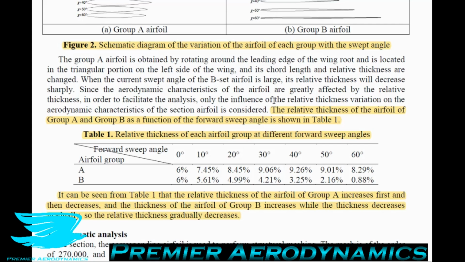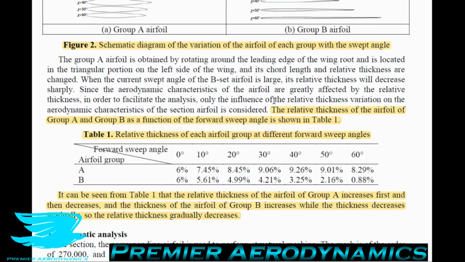So it starts off with a 0 degree sweep angle with a 6% thickness chord ratio because it's NACA 0006. As you go up to 40 degrees, this thickness chord ratio increases to 9.26. But once you go past that point to 60 degrees, the thickness chord ratio drops back to 8.29, which is still greater than the 6% at 0 degree sweep angle, but it's still not as great as the maximum of 9.26.